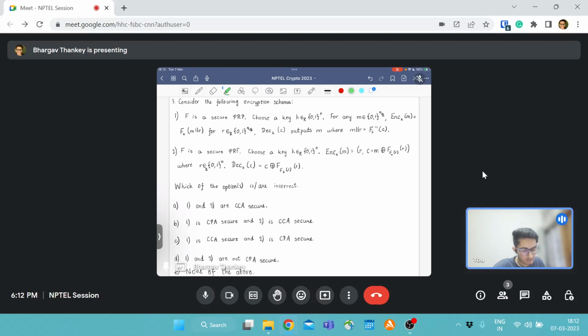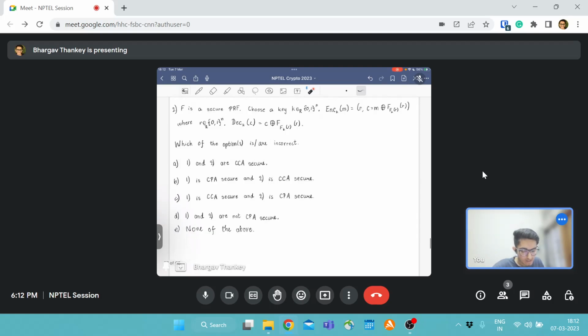We XOR C with Fk of R, where the key is again Fk of R. So which of the following options is or are incorrect? Option A is that 1 and 2 are both CCA secure ciphers. Option B is that 1 is a CPA secure cipher and 2 is a CCA secure cipher. Option C is that 1 is a CCA secure cipher and 2 is a CPA secure cipher. Option D is that both are not CPA secure. And option E is none of the above. So which of these are incorrect options?